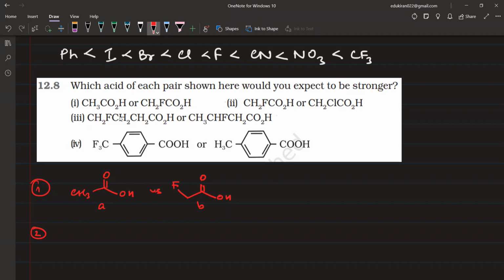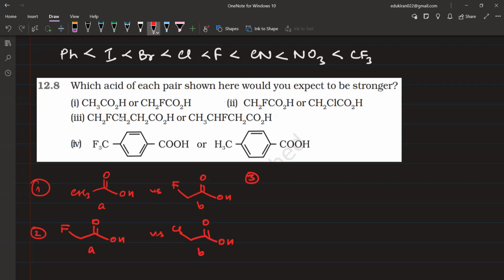Second, here we have two carbon atoms here also. Okay, so here we have double bond O and OH, we have fluorine, versus double bond O and OH, fluorine. A and B, which is more acidic.